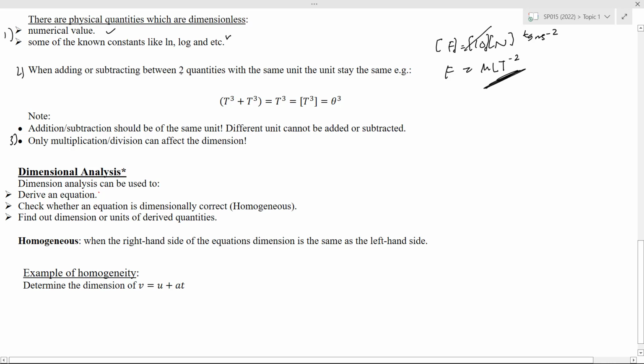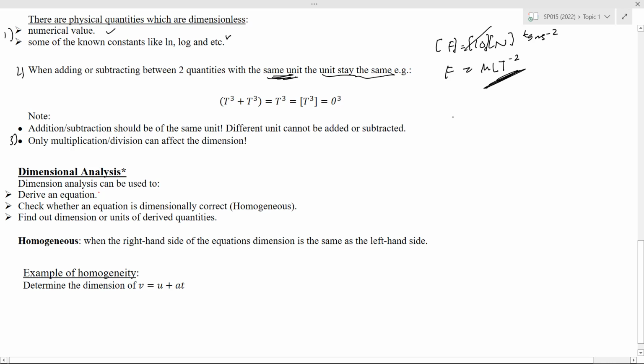Second rule, when adding or subtracting two quantities with the same unit, the unit stays the same. So, nampak tak? T kuasa 3 plus T kuasa 3, okay, dapat balik T kuasa 3. Okay, then we start dimension analysis, kita dapat here degree cube.